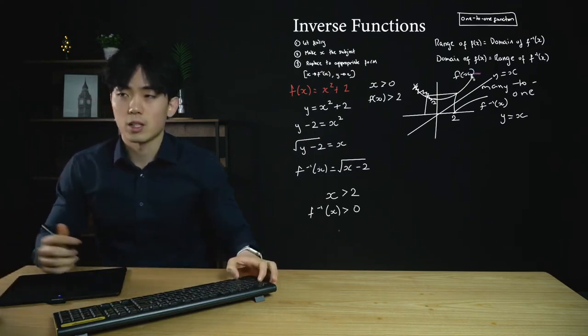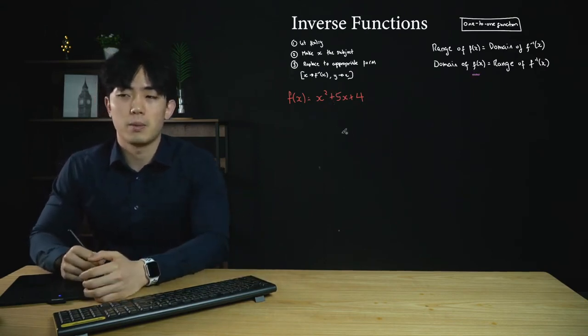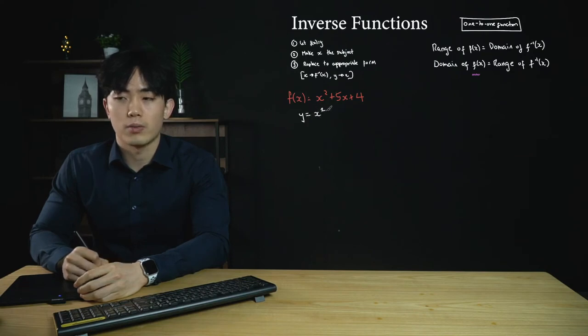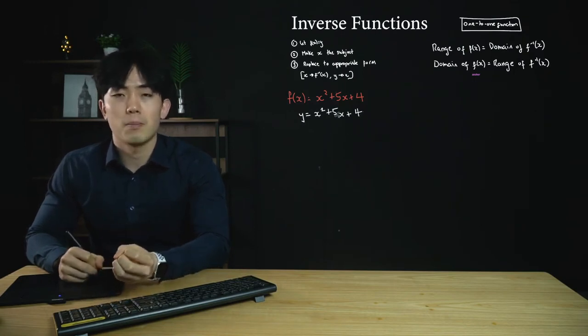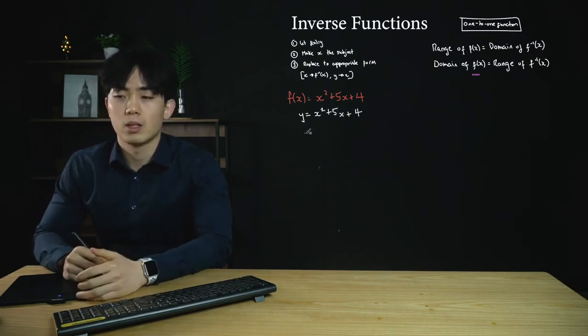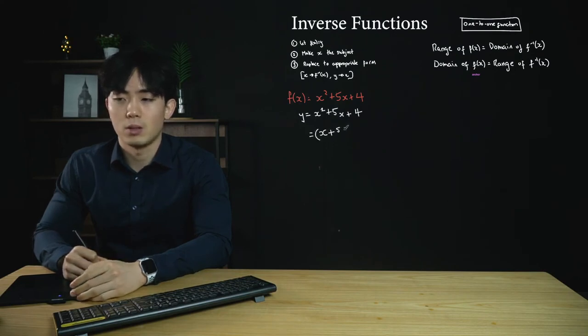Right, let's move on to another example. It's a quadratic equation again, but it's slightly different. So first of all, let's replace with y. So y is equal to x squared plus 5x plus 4. And as you can see, it seems a bit difficult to just make x the subject. So whenever you're met with this kind of question, what we want to try and do is complete the square. Completing the square means we divide it by 2. So we have x plus 5 over 2 all squared minus 5 over 2 squared plus 4.